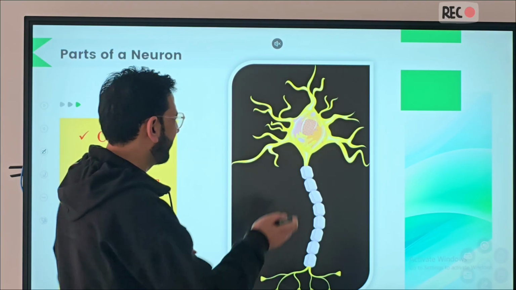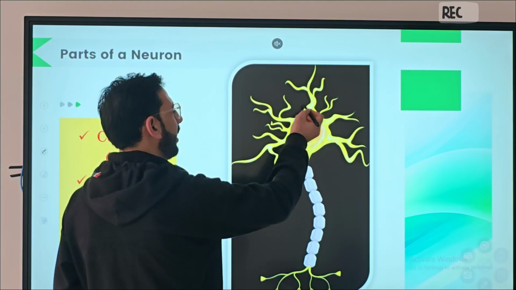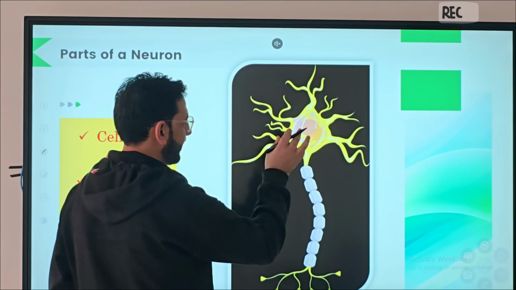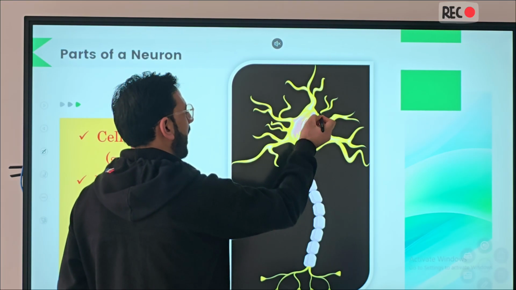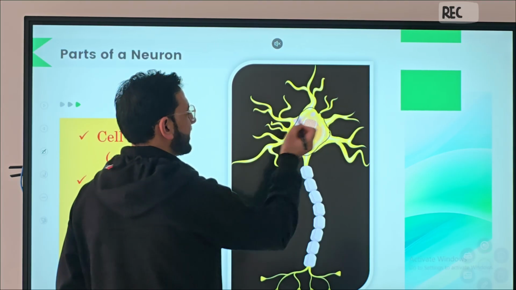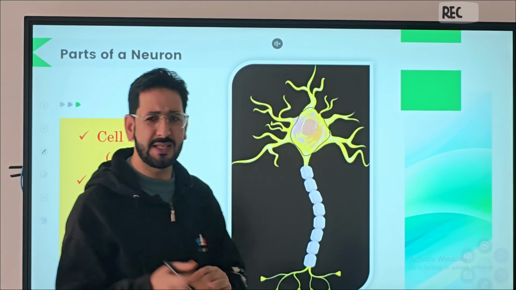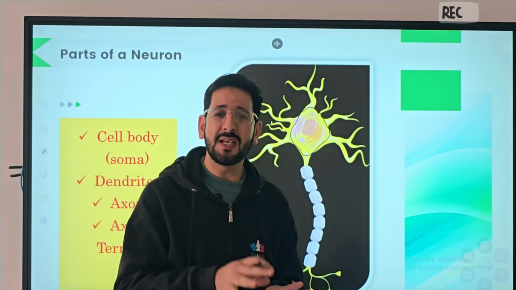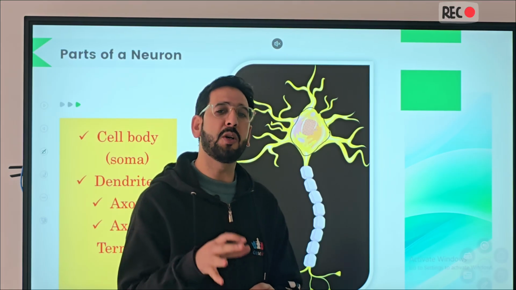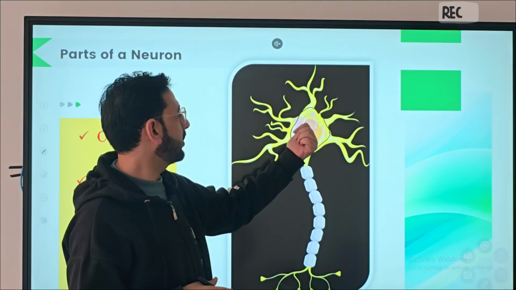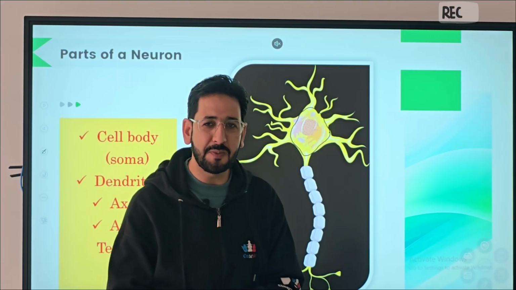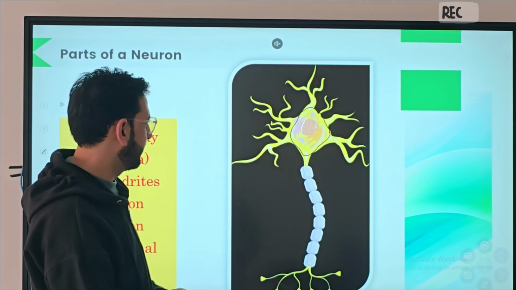Now the part of the neuron where all these things are present, mainly the nucleus and the other cell organelles, is this round part of the neuron, and this is called the cell body, because every cell has a cell body where the nucleus and other cell organelles are present. Likewise, we have the cell body of the neuron where the nucleus and all the other cell organelles are present. Now what are the very important cell organelles present inside? We will be talking about that in the functions.